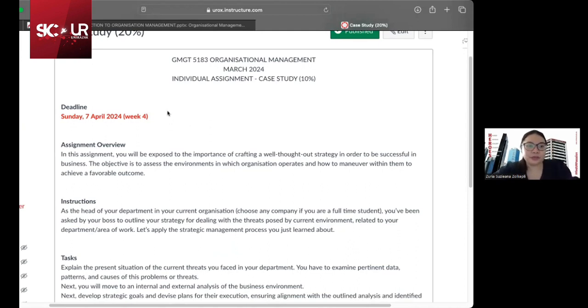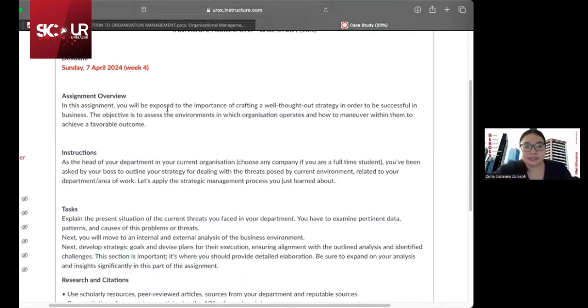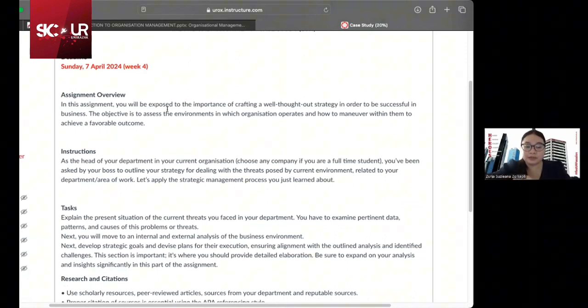So what do you have to do? This assignment is to expose you to the importance of a well-laid strategy in order to be successful in business. Okay. The instruction is, imagine as the head of your department in your current organization. Just imagine if you are the head of department, and you have been asked by your leader to outline the strategy for dealing with threats posed by the current environment related to your department or area of work.